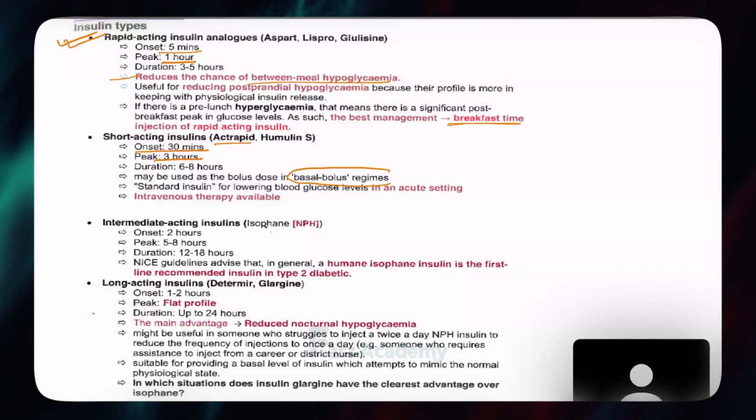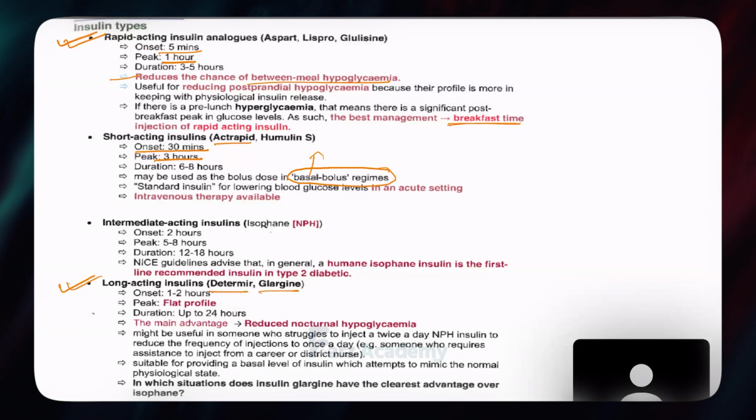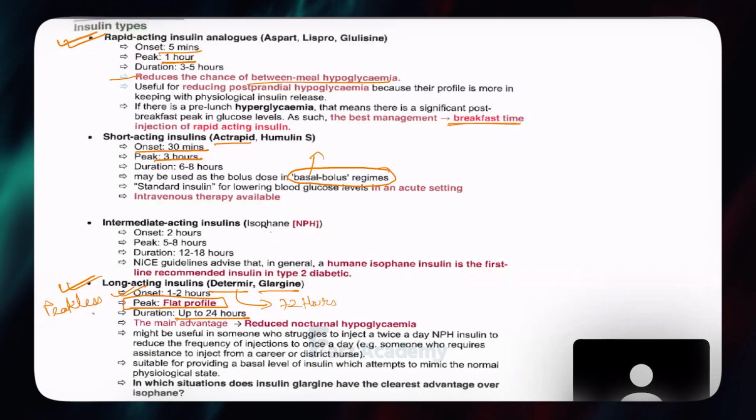This is the basal bolus regimen. Basal is the long acting one, detemir and glargine, which has got no peak. So see, these are peakless insulins. Onset time is around 1 to 2 hours and duration of 24 hours. Detemir duration up to 72 hours also. So no chance of hypoglycemia. No chance of hypoglycemia. So this is why you're using the basal.